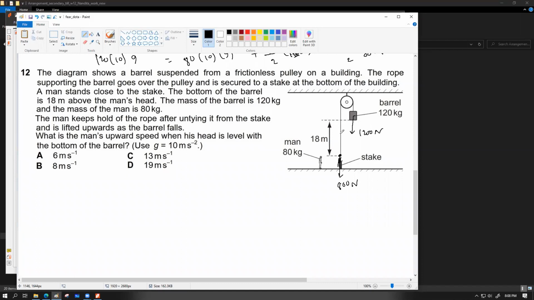So the resultant force of the whole system, which is going to be responsible to move the person up, also to move the barrel down, should be 1200 minus 800, which is 400 Newton. Let me explain what this means. This means that whenever the person is going to hold on to the rope and allow the rope to come off from the stake, both of these objects are going to be moving under a total force of 400 Newton, which is coming from the difference of their weights.